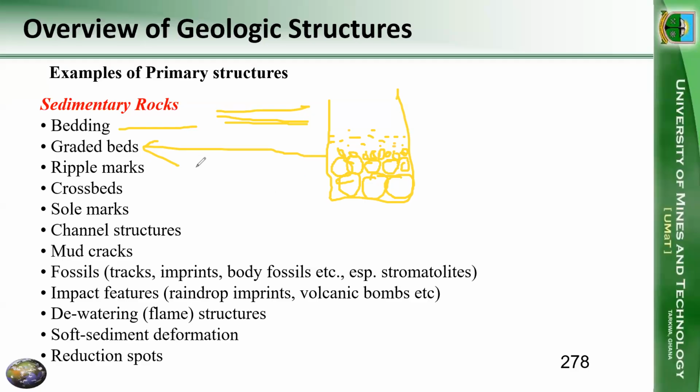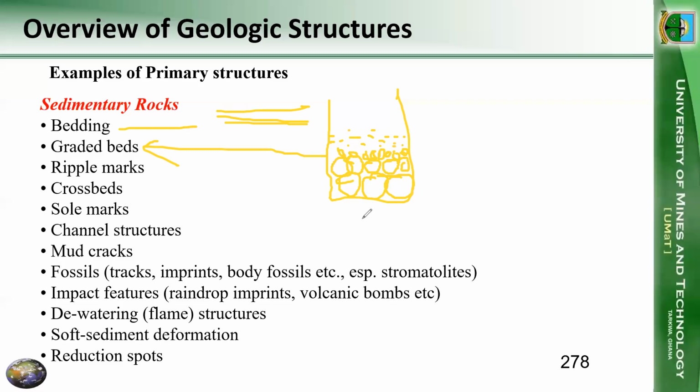Then we can have cross bedding, then ripple marks, channel structures, mud cracks. So these are various features that we find in sedimentary rocks. We could have this kind of cross beddings, and there are various features we find in sedimentary rocks. So we could look out for examples of this.